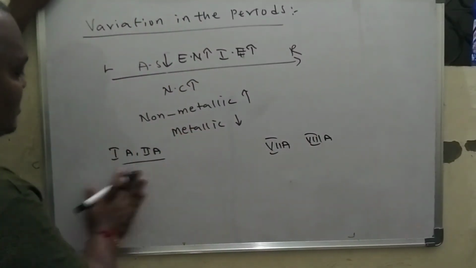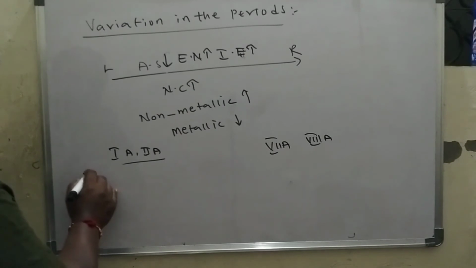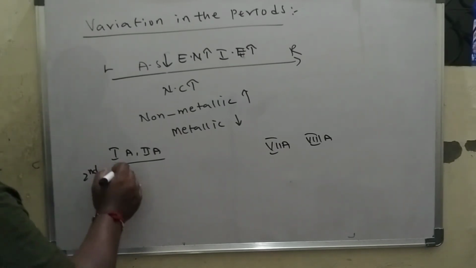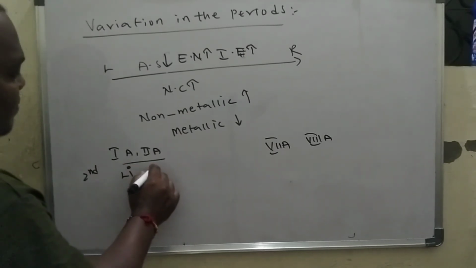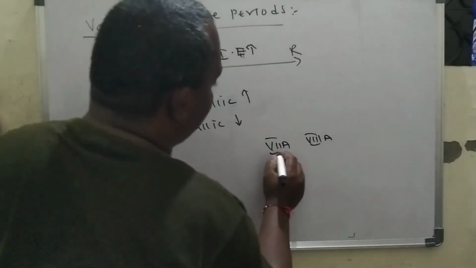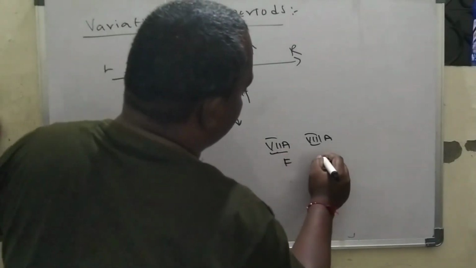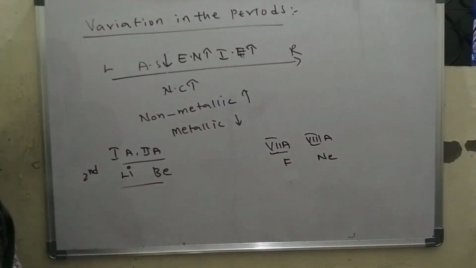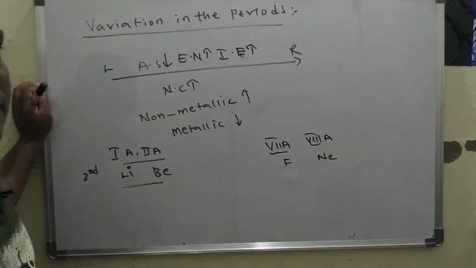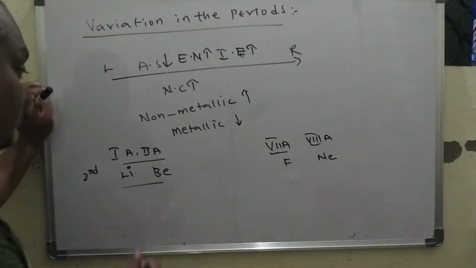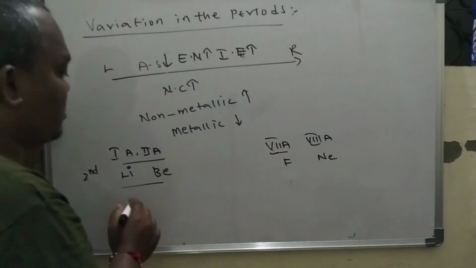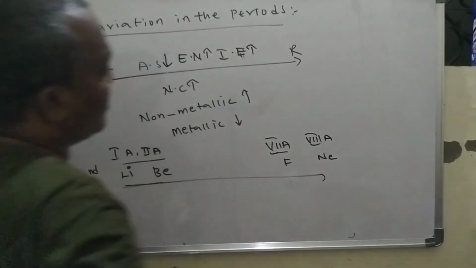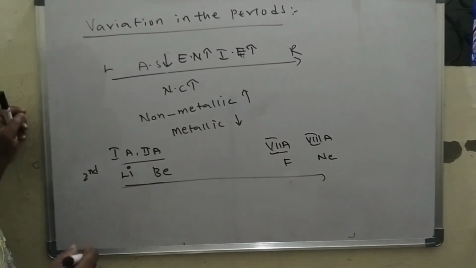First we will consider the second period, which has lithium and beryllium here, and fluorine and neon here. Fluorine and neon have non-metallic nature, and lithium and beryllium have metallic nature. Non-metallic nature increases from left to right, and metallic nature decreases.